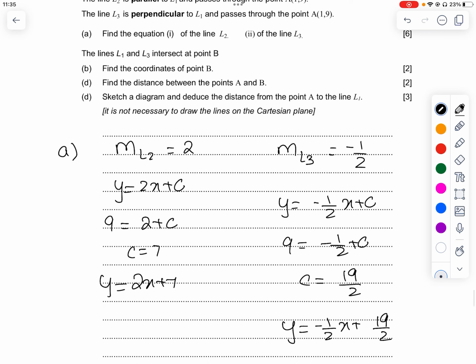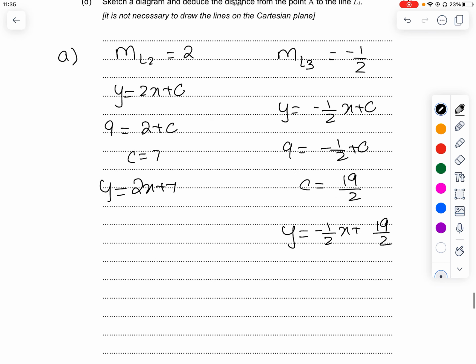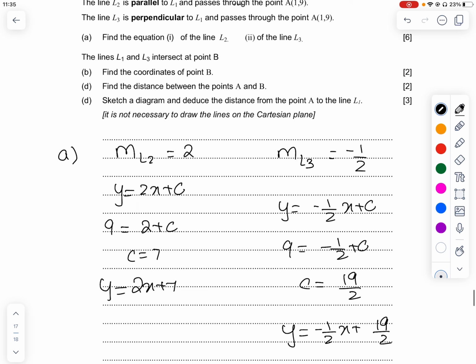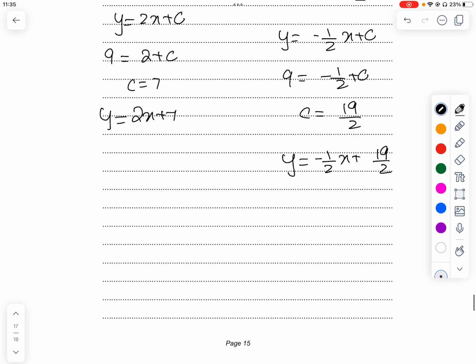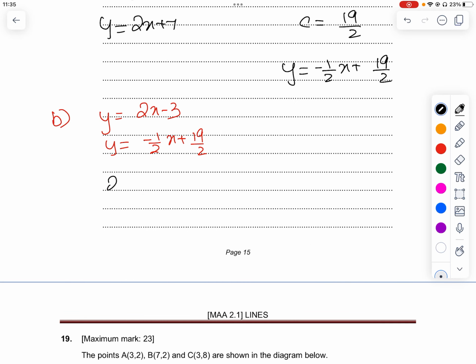Then L1 and L3 intersect at point B. Y equals 2x minus 3 and y equals negative 1 upon 2 x plus 19 upon 2. They do intersect, means 2x minus 3 should equal negative 1 upon 2 x plus 19 upon 2. Multiply by 2 on both sides. 4x minus 6 equals negative x plus 19. So 5x equals 25. x equals 5.